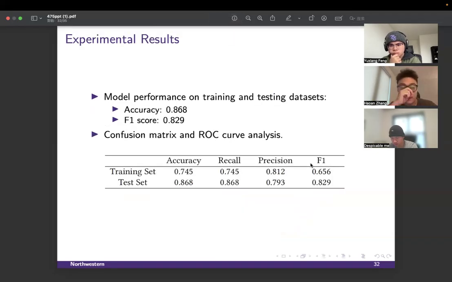Okay, and then I will tell you our experimental results. The random forest model achieves an accuracy of about 87% and an F1 score of about 83% on the test set. Further analysis using the confusion matrix and the ROC curve validated the model's prediction capabilities. These results demonstrate that the random forest model performs well for over-limit event prediction and meets the demands of the real-time warning systems.